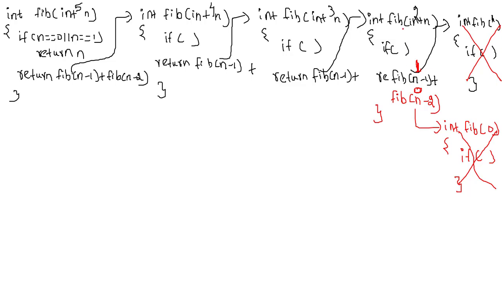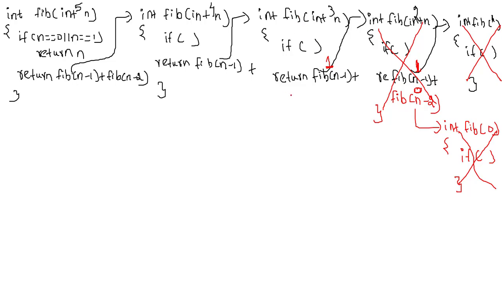Now in this function, first recursion also got over. Second recursive call also got over. So I have to add these two terms. 1 plus 0, the value is 1. So this function will return me a value called 1 to this place.